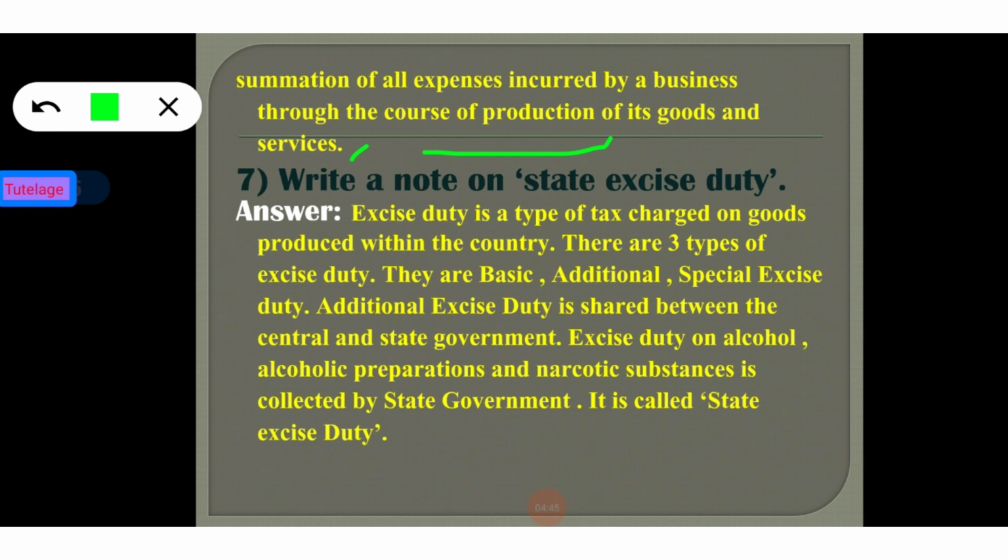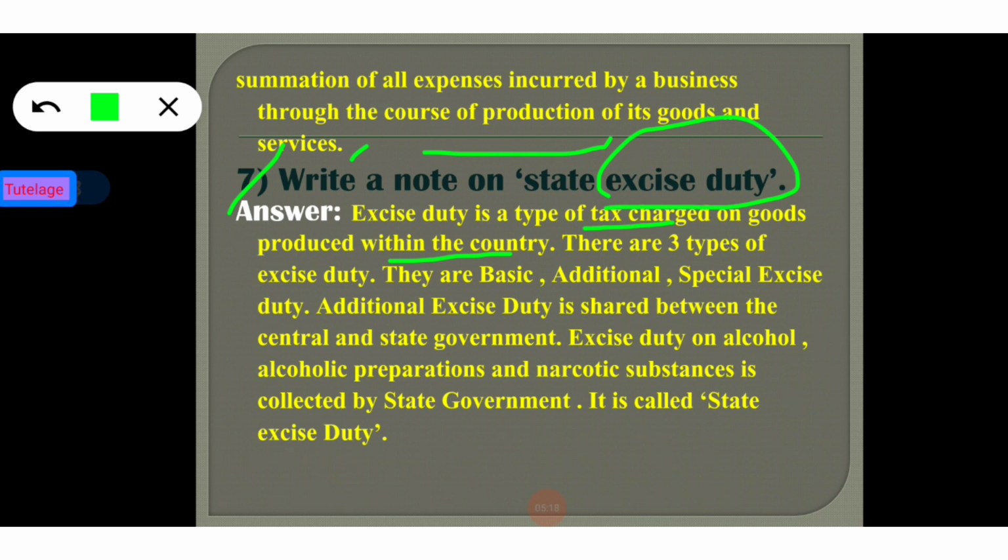So now going to the seventh question, that is, write a short note on state excise duty, and this question is carrying only 3 marks. Okay. So at first we have to discuss what is excise duty. So excise duty is basically a type of tax charged on the goods produced within the country.